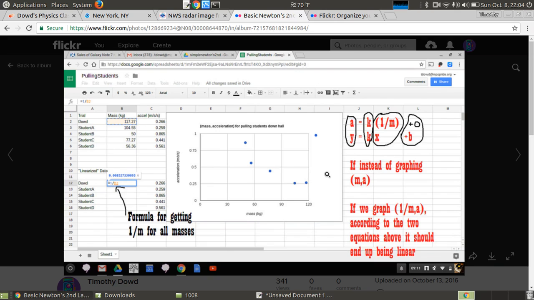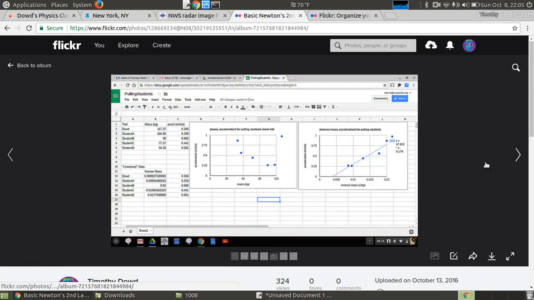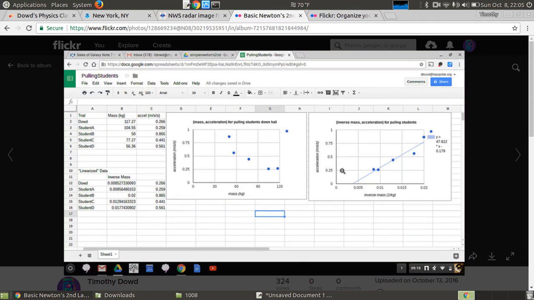And if this is really a hyperbola, then if we graph a versus 1 over m, it should be a line, according to the fact these line up together. So we do that, and we get something that looks really linear. And it has a slope of 47.82. So we'll see if that number makes any sense to us. But there's no way we could have got it from the original graph.